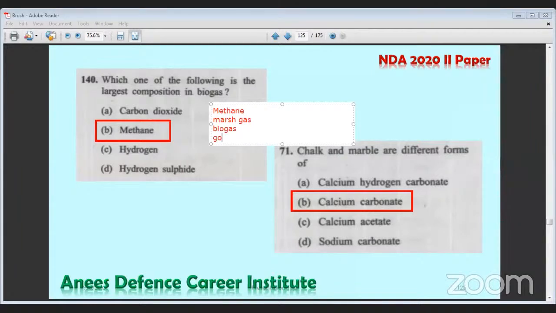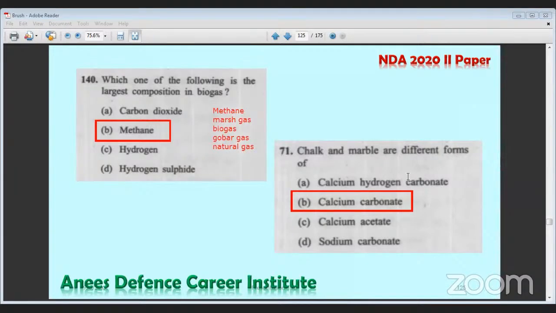बॉयज एंड गर्ल्स गोबर गैस भी तो बोलते हैं. What else? Natural gas, CNG, not exactly natural gas. चलो लिख देती हूँ मैं, but it is a major component of natural gas. Yes, CNG, compressed natural gas, उसमें methane has the maximum. Methane is present in the maximum quantity. Enough? Okay. So the answer is methane.